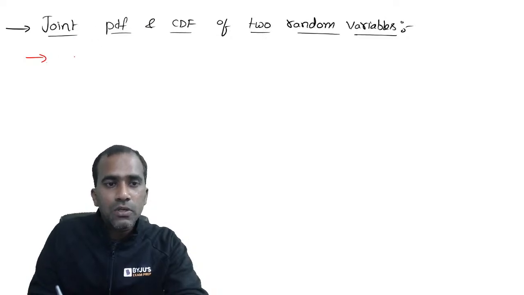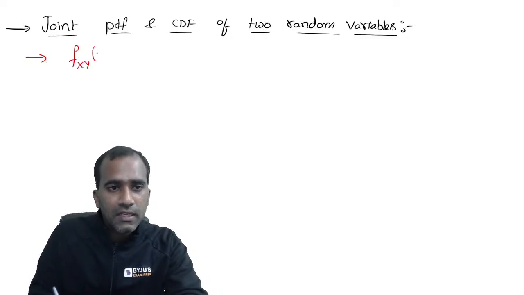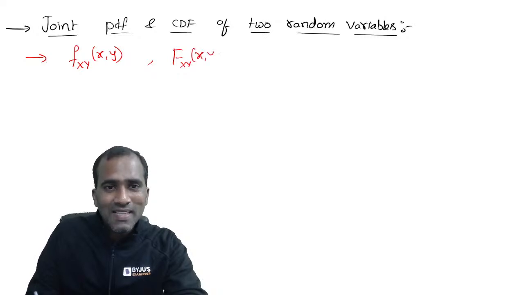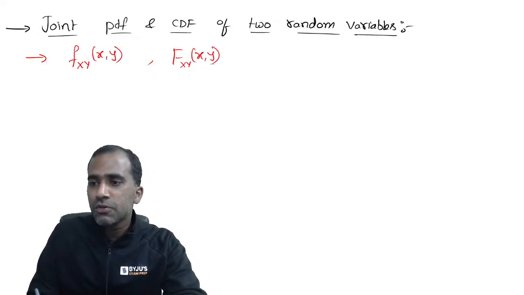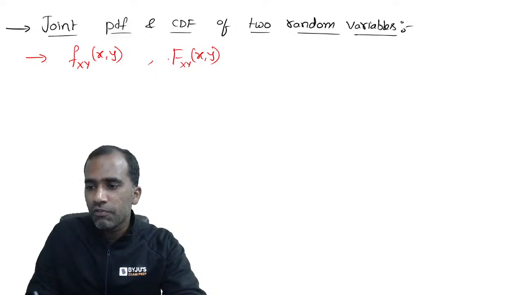So, joint PDF and joint CDF. The joint PDF notation is generally like this: f_XY of x comma y. For the joint CDF notation, we use the capital letter here. It's a second order function, a function of two variables.